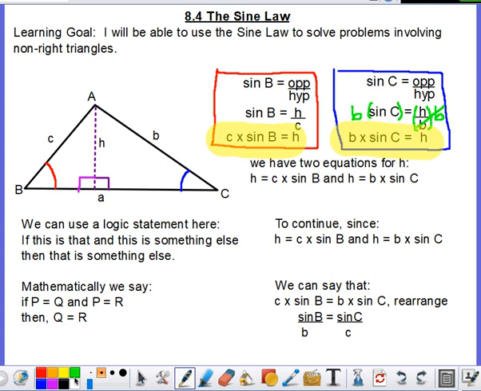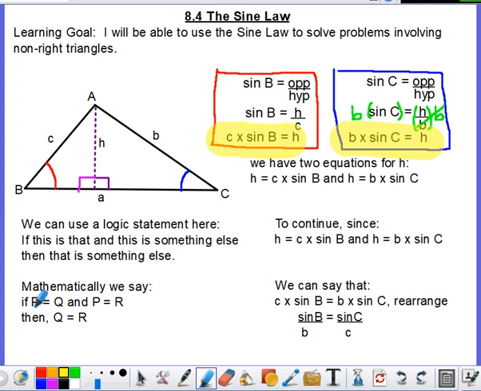Now, before we go any further, I want to bring your attention down here. We can use a logic statement, and the logic statement is this. It's going to sound a little crazy, but hear me out. It says, if this is that, and this is something else, then that is something else. I know it sounds a little wild, but mathematically, I think we might see this a lot better.